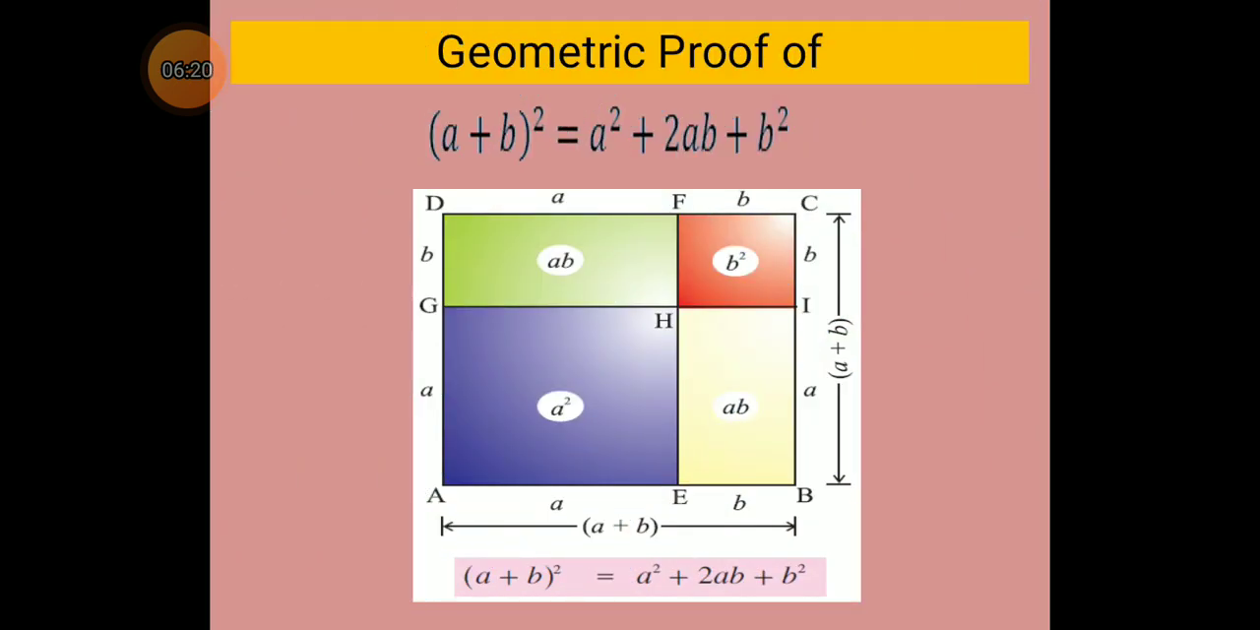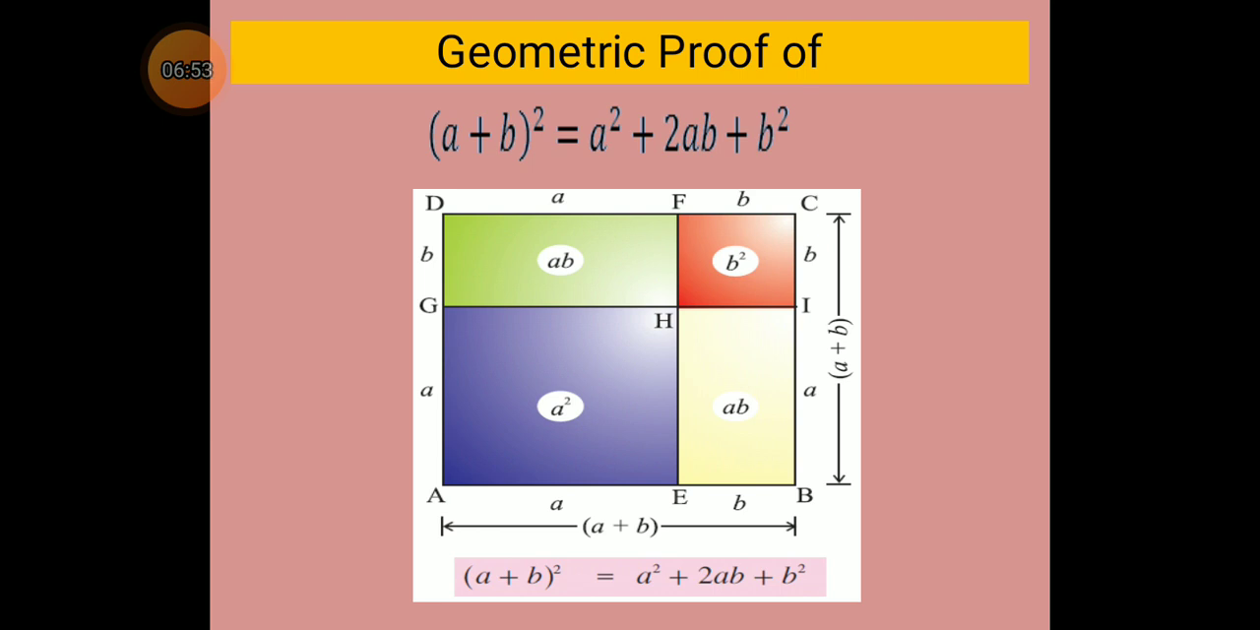Now let us see the geometric proof of (a plus b) whole square is equal to a square plus 2ab plus b square. Here is a square, a geometrical shape. The side of the square is a plus b. All of us have learned that the area of the square is side into side. So the area of this square is (a plus b) whole square. Area is nothing but the space occupied by the given square of side a plus b.